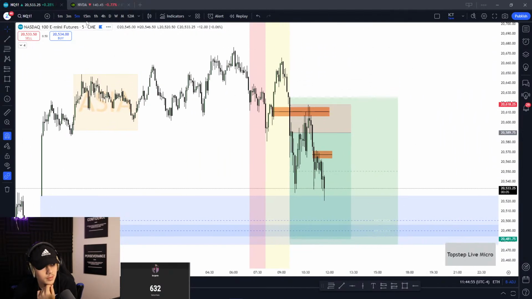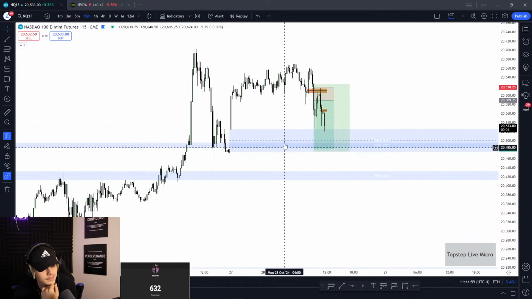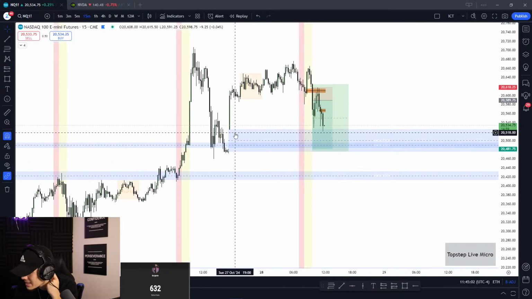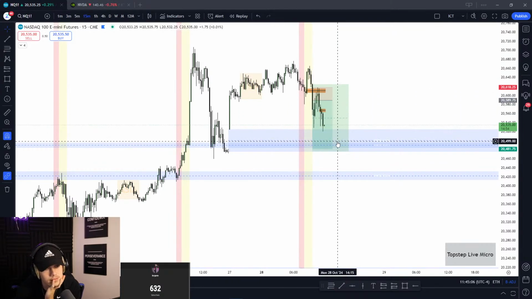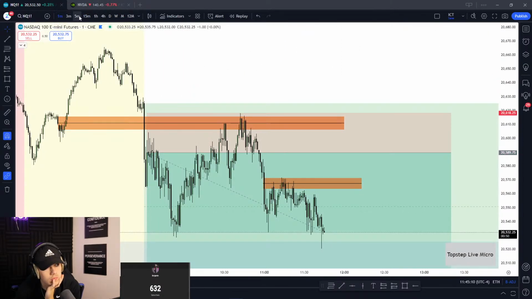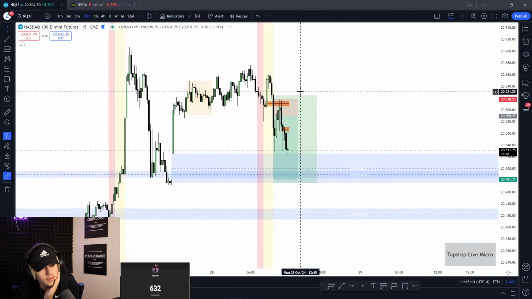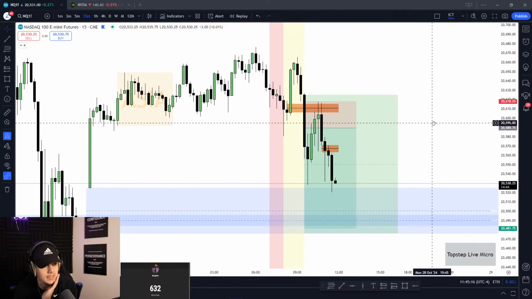I still think we're going to move lower. I'm not going to get out just yet. I still think we're going to go fill up at least consequent encroachment. New 15-minute candle. This is going to bring us some speed to the downside here.